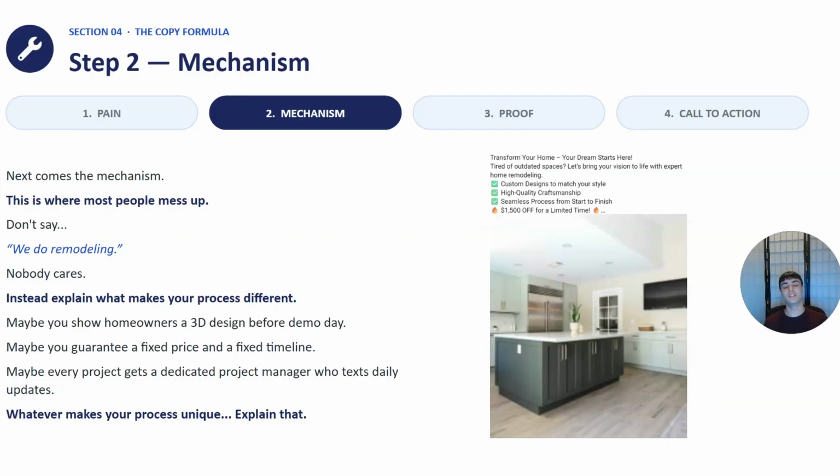Instead, explain what makes your process different. Maybe you show homeowners a 3D design before demo day. Maybe you guarantee a fixed price and a fixed timeline. Maybe every project gets a daily project manager who texts daily updates. Whatever makes your process unique, you need to explain that. Because in today's day and age, different is better than better. And that's something that you really need to understand in order to get people's attention.